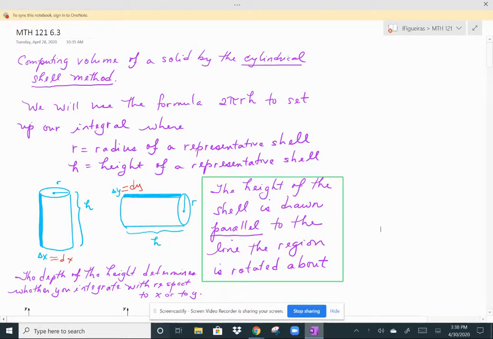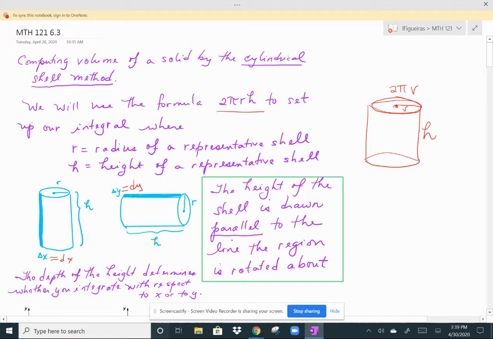Hi, this lesson is about computing the volume of a solid by the cylindrical shell method, sometimes just called the shell method. In order to build our integral, we're going to be using this formula, 2 pi r h, because if you think about what a cylinder looks like, it could be oriented vertically or horizontally. The top and bottom, if it's vertically oriented, is a circle, and the circumference of that circle is 2 pi r, and the height is h.